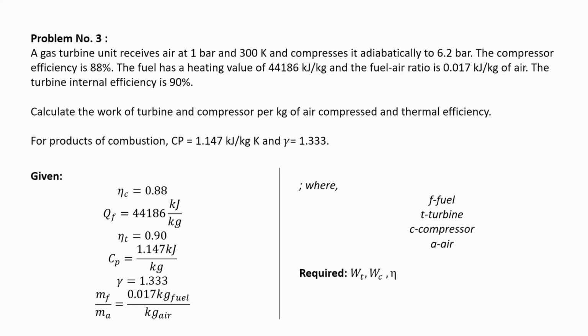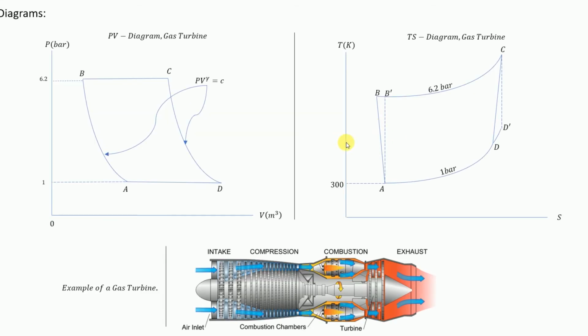The given is summarized as follows, where F stands for fuel, T stands for turbine, C stands for compressor, and A stands for air. What is required is the work done by the turbine, work done to the compressor, and the thermal efficiency. So next, we have the following diagram showing the PV diagram of the gas turbine and the temperature-entropy diagram of the gas turbine respectively.